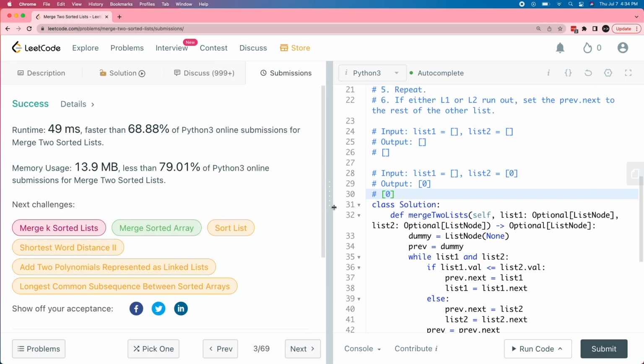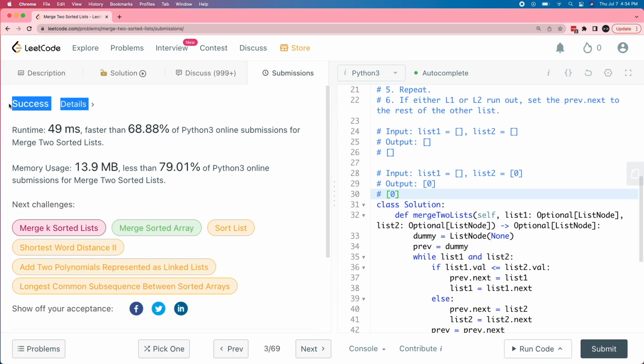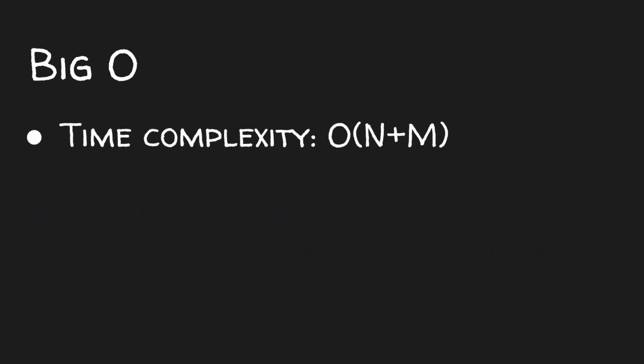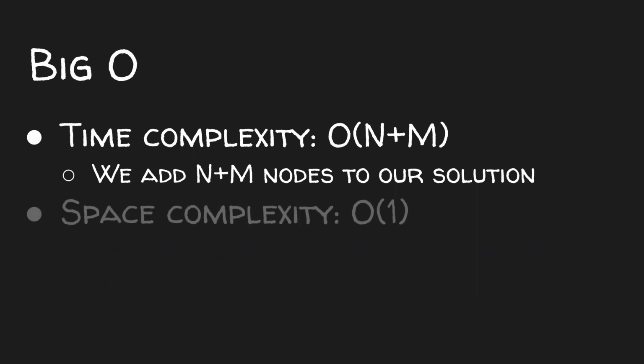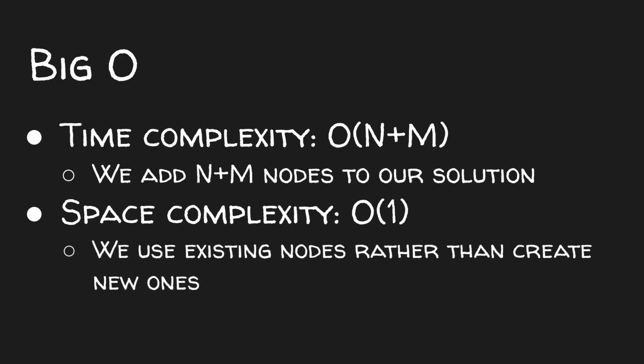And it passes. Okay, so now that we have working code, let's evaluate the time and space complexity of our solution. So the time complexity is O of n plus m, n being the length of L1 and m being the length of L2. This is because we end up having n plus m nodes in our solution, and we're building our solution one node at a time. And the space complexity is actually O of 1, since we are using existing nodes from L1 and L2 and splicing them together to create our output list, rather than creating new nodes for our output list.